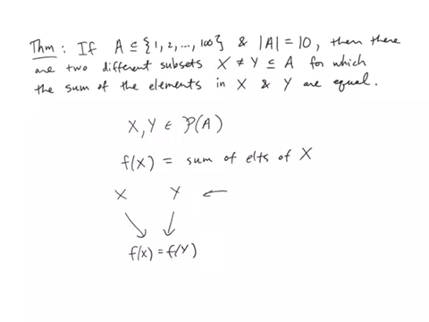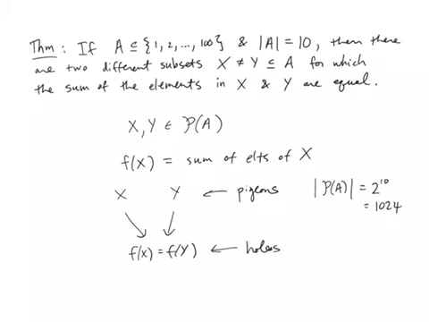Well, these are your pigeons, and these are the holes. The holes are labeled by the values of the function on the subsets X and Y. And how many pigeons are there? Well, that's just the number of subsets of A. A has cardinality 10, so this is 2 to the 10th, which is 1024. And for the number of holes, we just have to say what possible range the values of this function could take on.